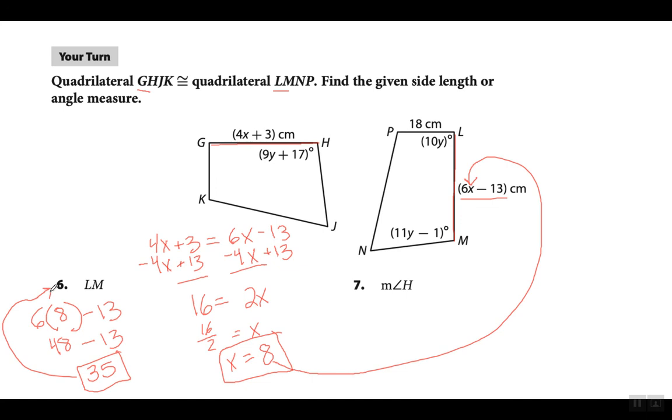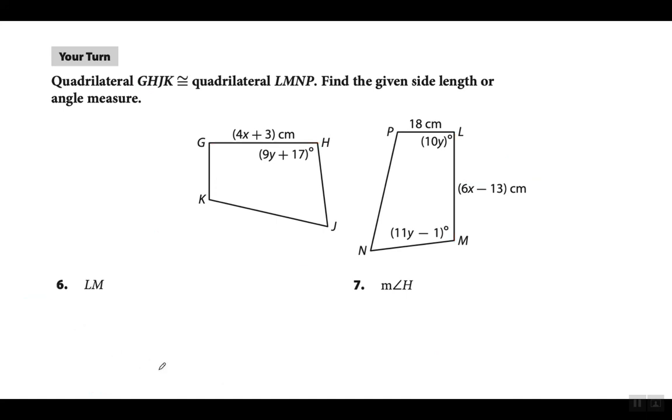Let's look at number 7. We have to find the measure of angle H. Angle H, it says here, is 9y plus 17 degrees. H is the second letter, so it corresponds to the second letter in this one, which is M. Angle M is 11y minus 1. So they have to equal each other, so that's how I'm going to set up my equation. That's going to allow me to solve for y.